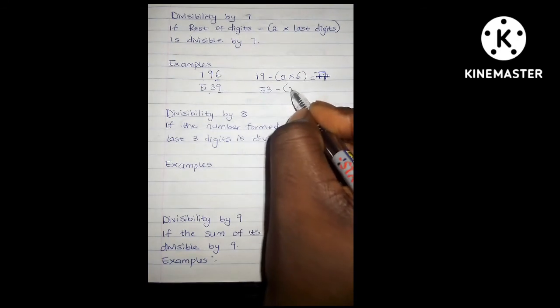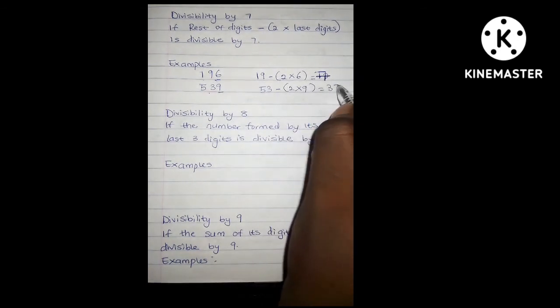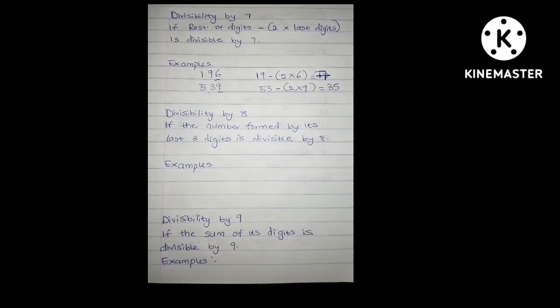Subtracting 2 times the last digit, which is 9, is going to give us 35, which is divisible by 7. So sorry guys for the errors.